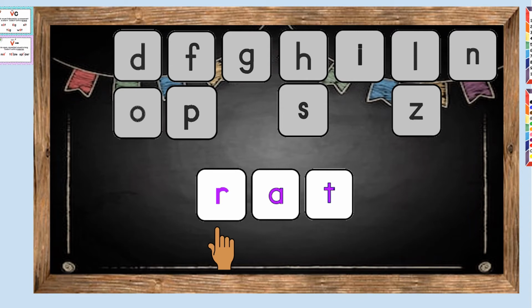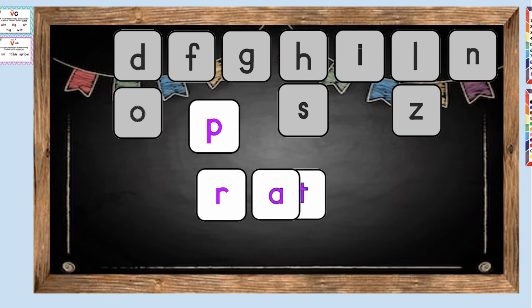Here we go. At. Let's go a little faster this time. Rat. And one more time, a little faster. Rat.